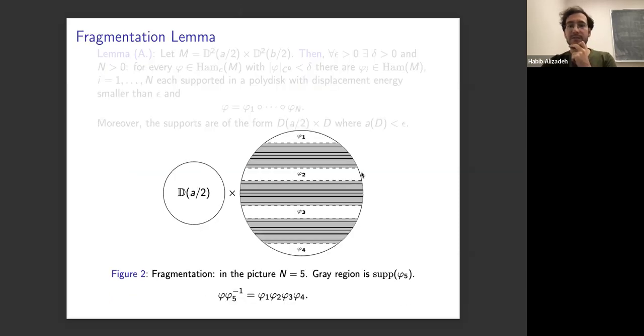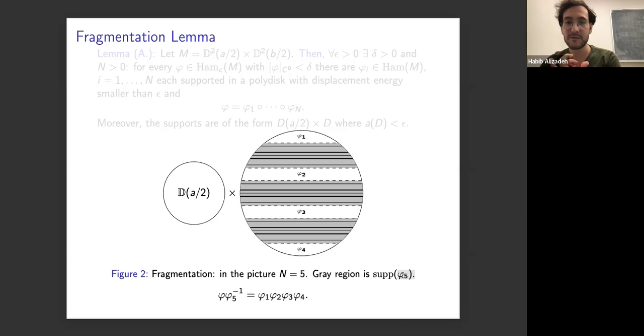And then fragmentation is an easy consequence of that. What you would do is you take your polydisk where your Hamiltonian phi is compactly supported, and then you divide the second disk into many strips, which are very small. And then you take a psi. I should not have used this number 5. Okay, psi 5.